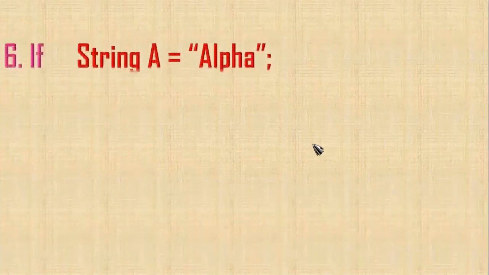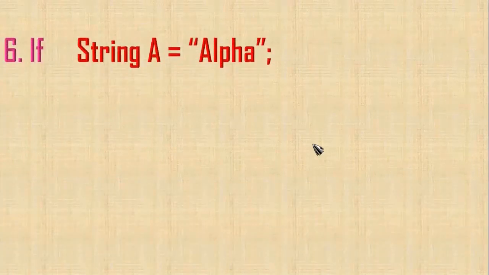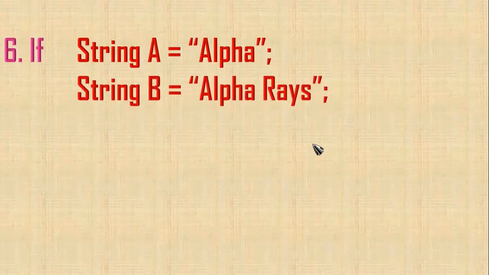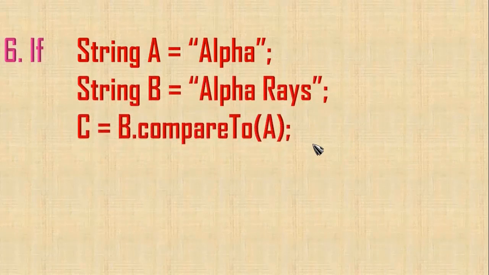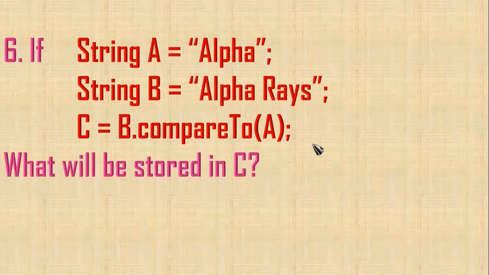Let us go to the next question. If string A is "alpha" and string B is "alpharaise", and C is equal to B.compareTo(A), what will be stored in C?